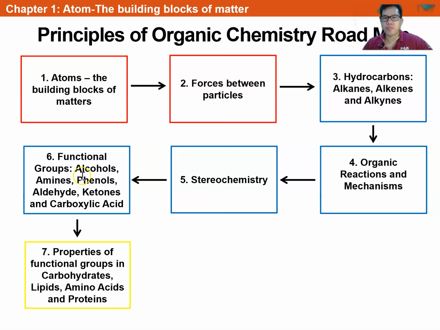We're going to look closely at the functional groups: hydrocarbons, organic reaction mechanisms, stereochemistry, and the different types of functional groups. All the knowledge you gain from 1 to 6 is going to be utilized to talk about chapter 7. Chapter 7 is basically about carbohydrates, lipids, amino acids, and proteins, which are the fundamental building blocks of food components. Food components will be built mainly of these 3 things: the carbohydrates, lipids, amino acids, and proteins.